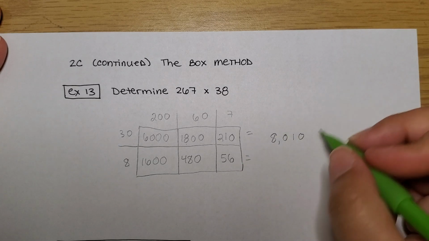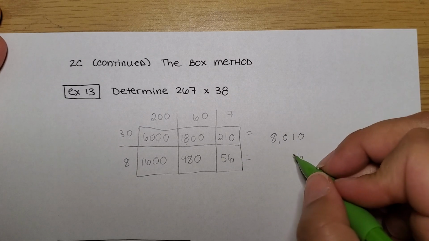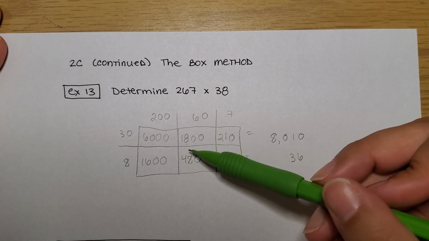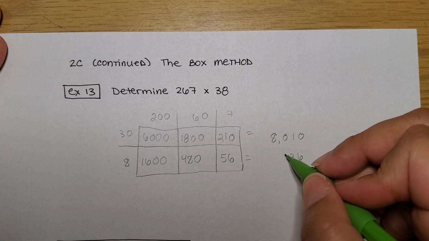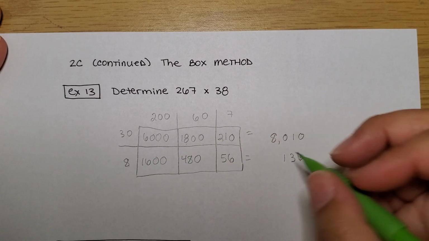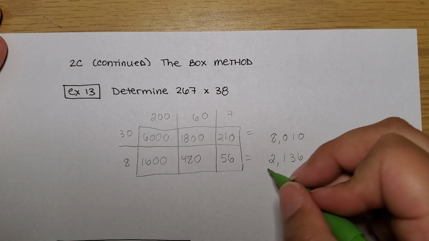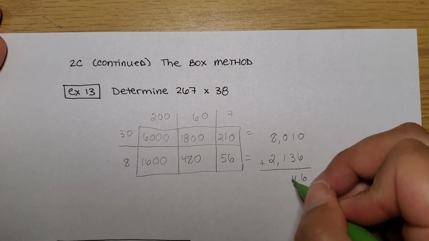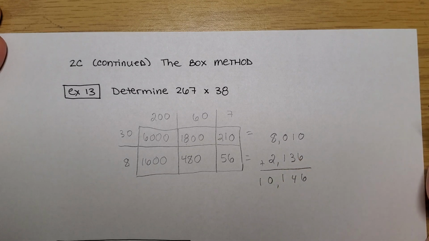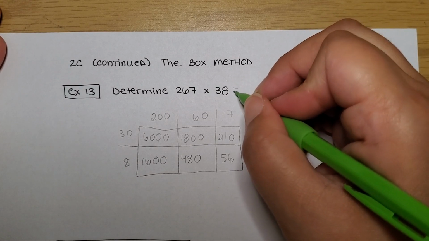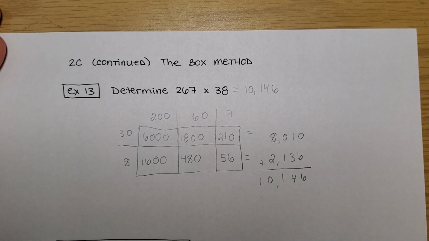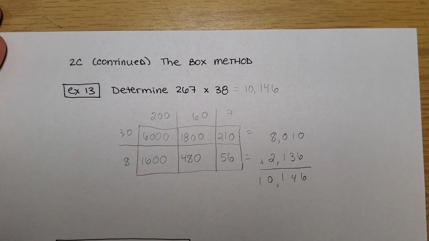Across the bottom, we're going to have a 6 in the ones place. 8 and 5 makes 13. Carry over that 1. So 4 and 1 is 5, and 6 makes 11. Carry over that 1. 1 and 1 makes 2. Add those up. We get 6, 4, 1, and 10. So 267 times 38 is 10,146. So that's how you can use the box method for multiplication.